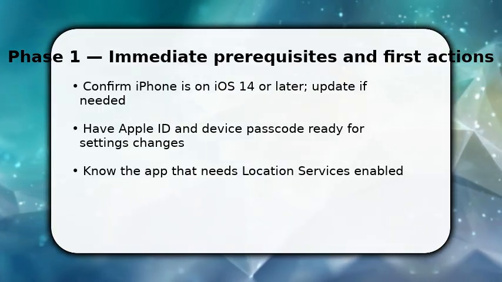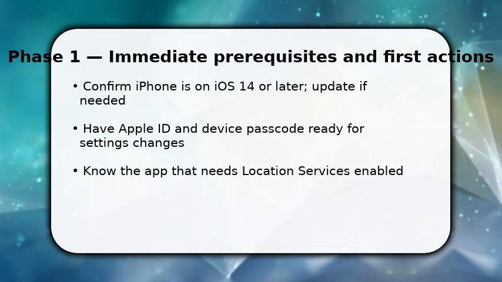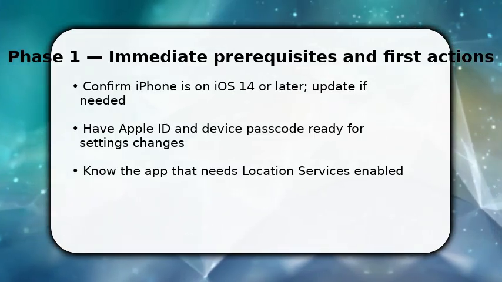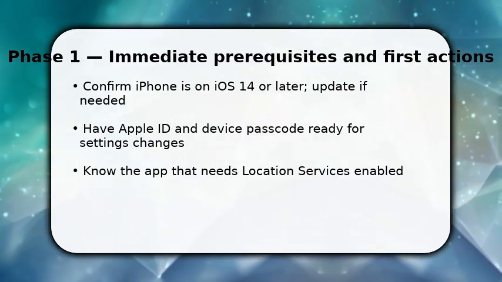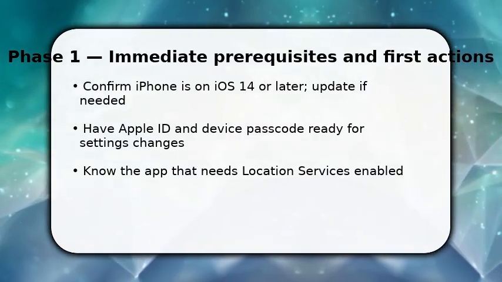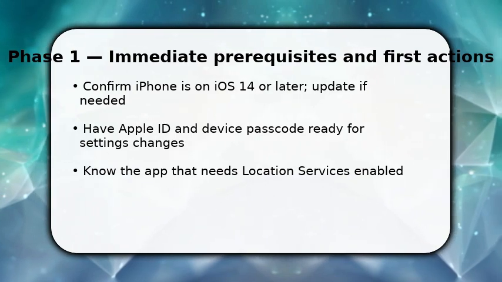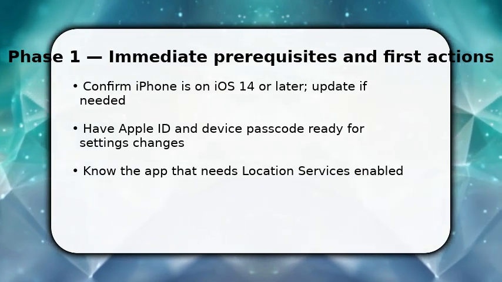Go to Privacy and Security, then Location Services. Toggle the main switch on if it's off. This master control enables per-app access. Once done, scroll to the target app in the list. You're ready to set its specific permission level before continuing to detailed options.